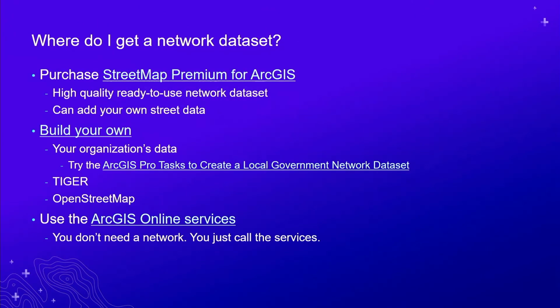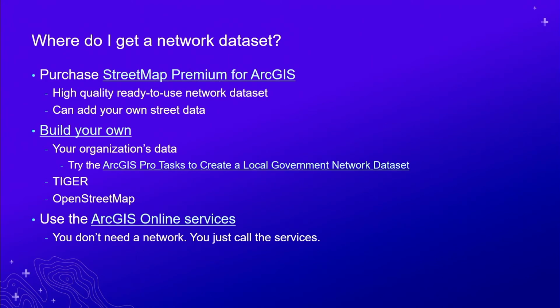So where do you get a network data set? Esri has a product called StreetMap Premium, which comes with a high quality, ready to use network data set. This product also has an option whereby you can buy the StreetMap Premium, and in case you want to add your own street data to it so that you can augment that street data, that option is also available. That product is called StreetMap Premium Custom Roads.